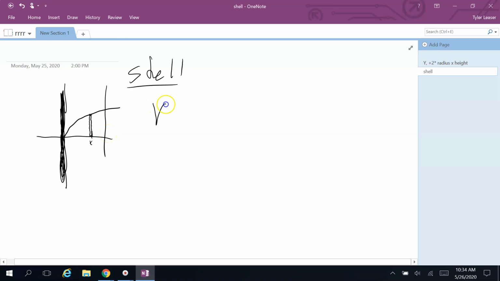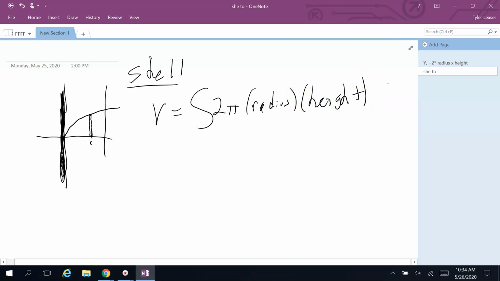Okay, just to write the formula down for the shell method, the volume is 2 pi times whatever the radius is times whatever the height is. And then you have to worry about whether it's dx or dy. It's going to be dx, right? If you have vertical slices, those slices exist along the x-axis here, so we're integrating along the x-axis. What we need to do is come up with the formula for the radius and the formula for the height with respect to x.